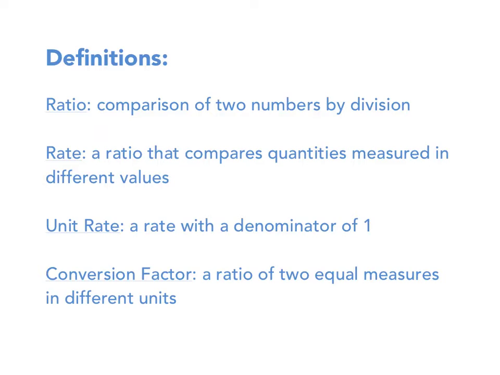So a ratio, some definitions you need to get down, is a comparison of two numbers by division. So 2 over 4 is a ratio of 2 to 4. You may have also seen ratios written in other ways, all examples of ratios. Most ratios you're going to see in high school and in algebra are going to be like this, 2 over 4.